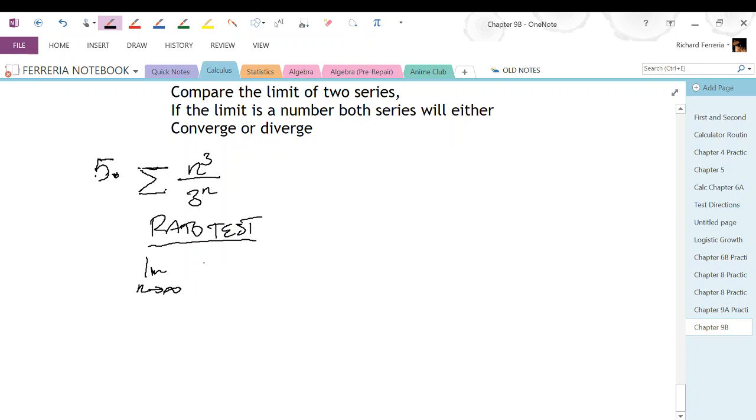Okay. So we got n plus 1 cubed over 3 to the n plus 1, multiplied by 3 to the n on top of n cubed. But the ratio test only shows that it converges. It doesn't show what it converges to. Okay, so let's simplify that. We have 1/3 is going to come out.